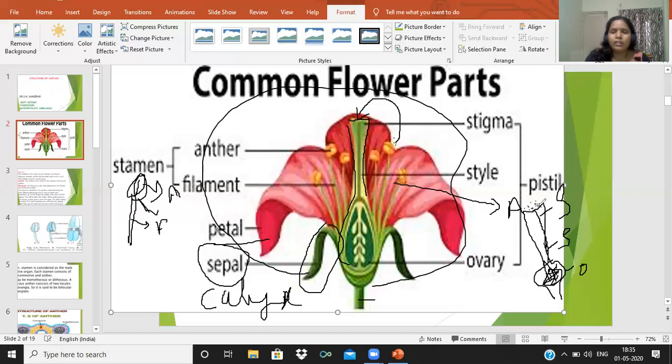The germinating pollen grain migrates toward the ova, and finally fertilization occurs. What is fertilization? Fertilization means the fusion of the male and female gametes takes place. This concept is fertilization.